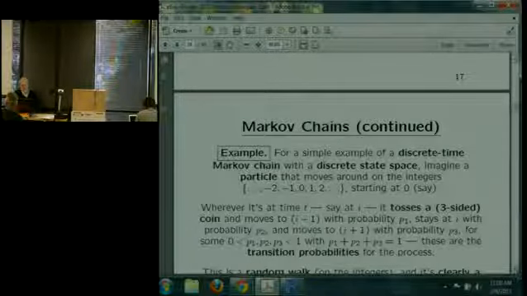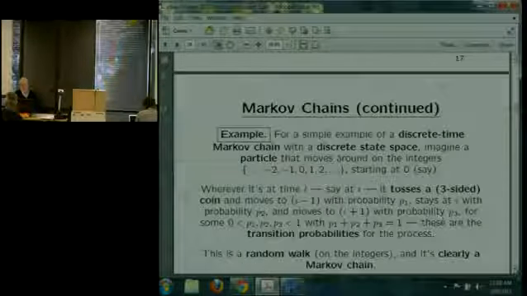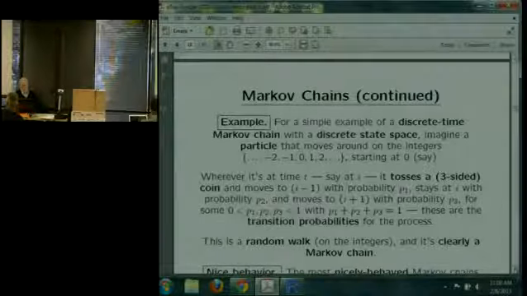Well, this is a special case of a general process. It's called a random walk. It's a random walk on the integers.